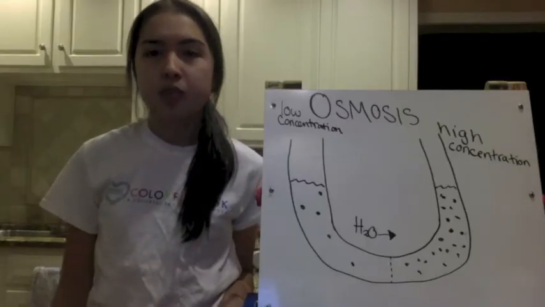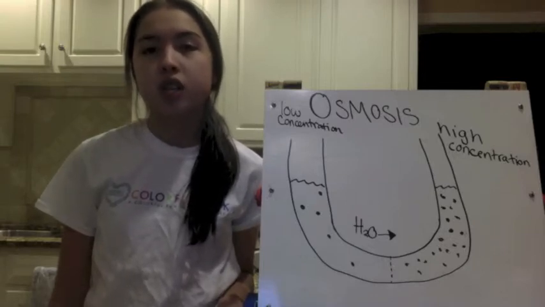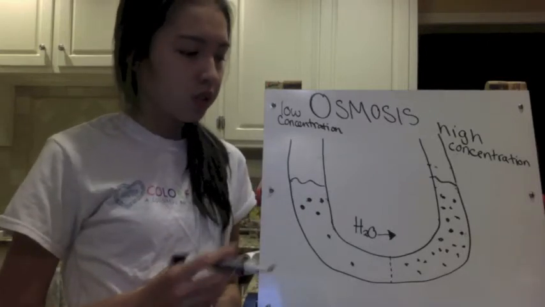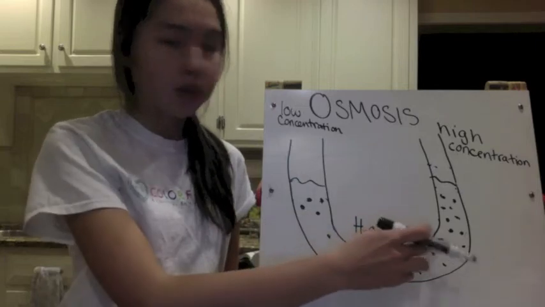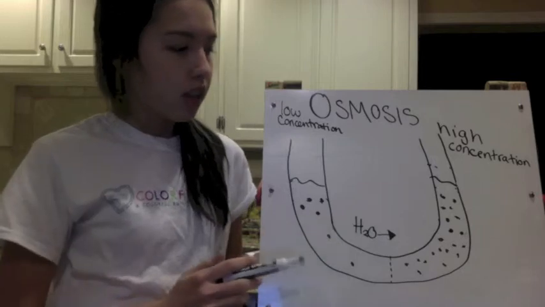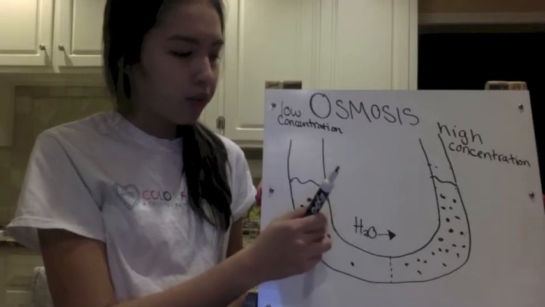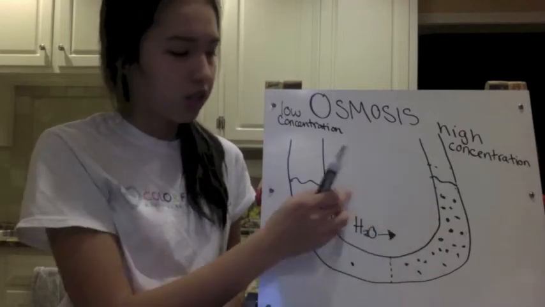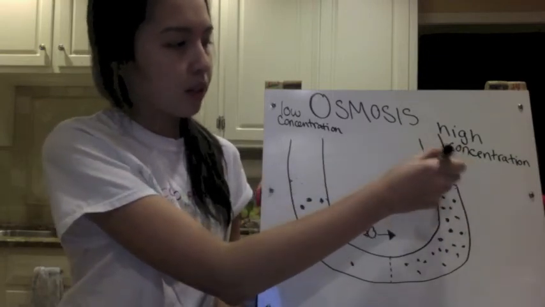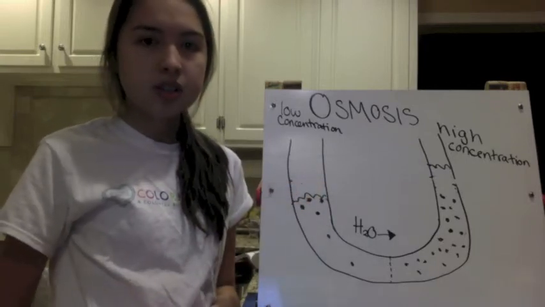Osmosis is a passive transport which is specific to water. The water moves in the direction from a more dilute solution to a more concentrated solution. In this diagram, we have 2 solutions, one with lower concentration and the other with a higher concentration, and they're separated by a water-permeable membrane. Now, because this solution has a higher concentration, the water from the other solution will rush to this solution through the water-permeable membrane. And because of that, there will be more liquid in this one than in this side of the solution.